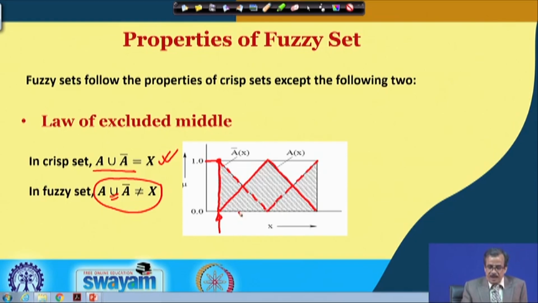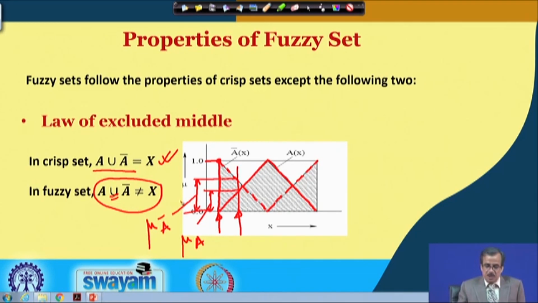Next, the moment I am here, at this particular value of say x, this is the mu corresponding to the fuzzy set A, and this is the mu corresponding to this particular A bar. So, this is mu corresponding to A, and this is mu corresponding to A bar. Now, these 2 mu's we will have to compare and consider the maximum.